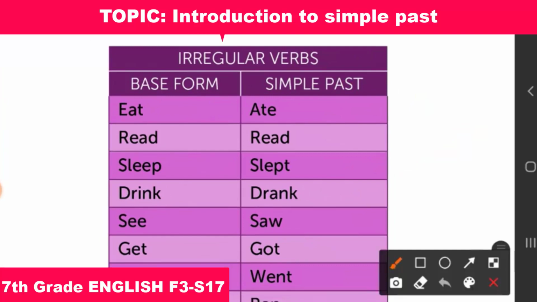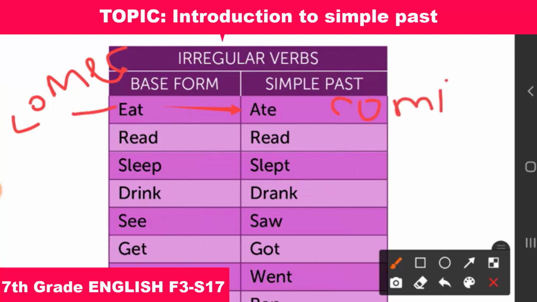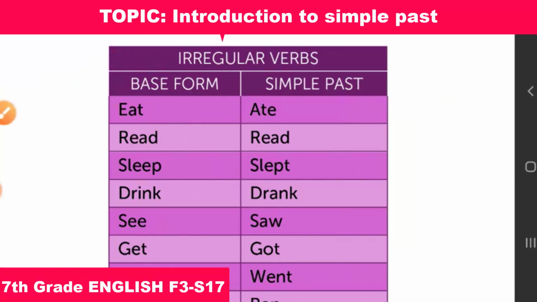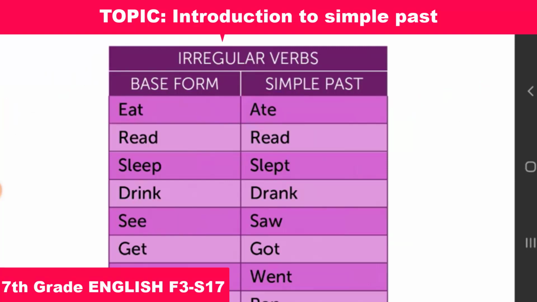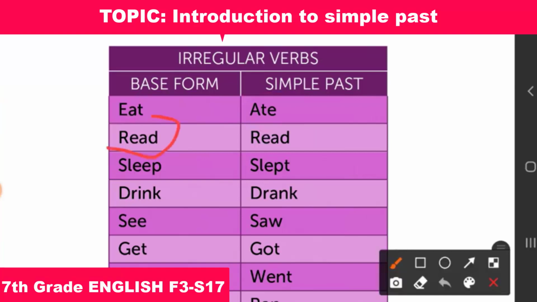For example, el pasado de eat es ate. Okay? So in Spanish we say comí, right? O comer, sorry. In Spanish we say comer, eat. Okay? En pasado diríamos comí o comió. But in English es eat en presente, comer, y ate en pasado. Yes? The same thing goes with read, yes? In Spanish, leer. Y in English, read, okay?